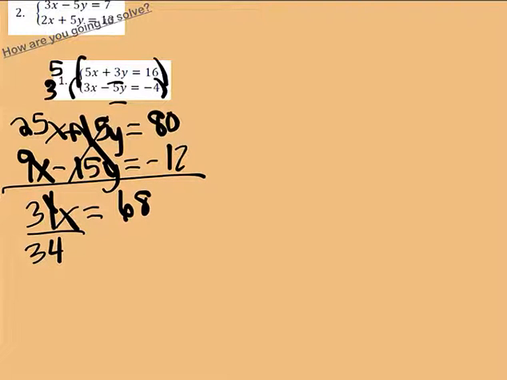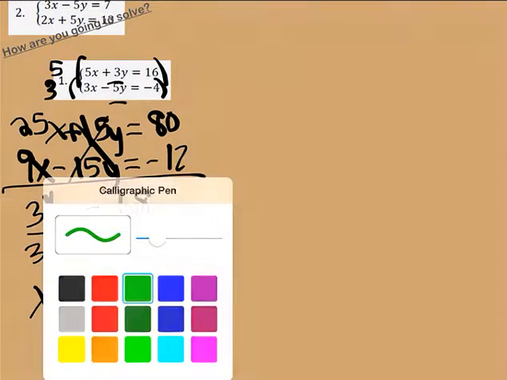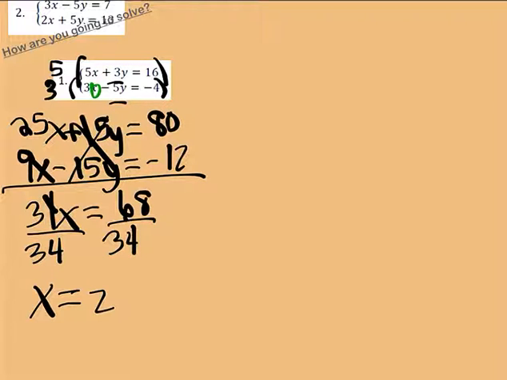So I'm going to divide both sides by 34, and I end up getting that x is equal to 2. Now that I know that x is equal to 2, I can plug it in for x here or here. It doesn't matter which one. So let's just plug it into the top one. I'm going to take the x out and put 2 in instead: 5 times 2 plus 3y is equal to 16.